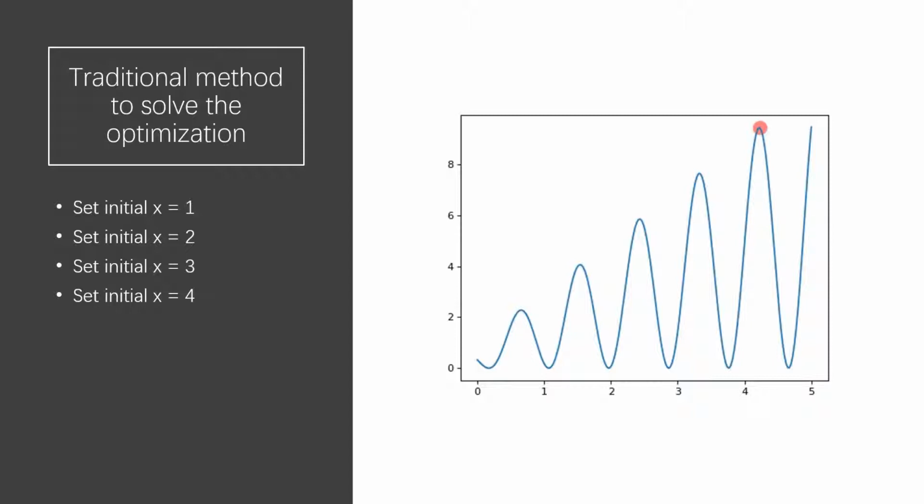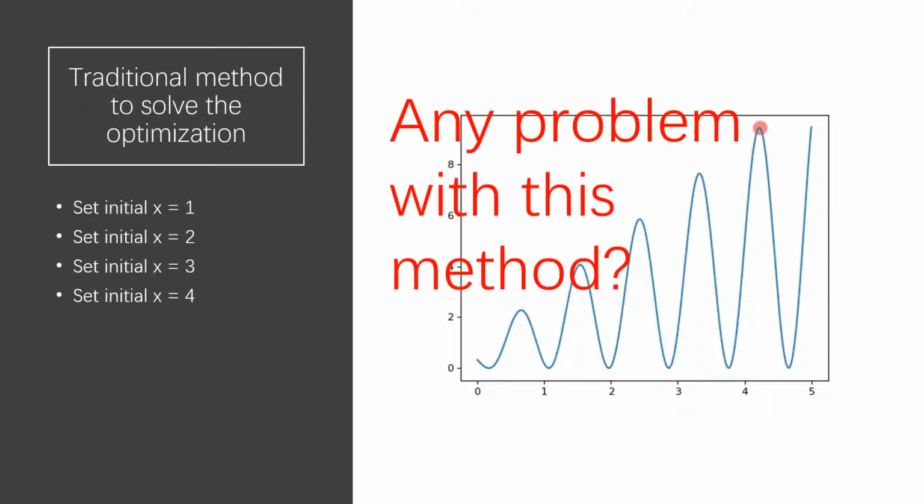But any problem with this method? Yes, we have tried 4 initial values, and this problem only has x between 0 and 5. What if x is between 0 and 1,000, or even negative 10,000 to positive 10,000? How many initial values do I have to try? Okay, now this is where the genetic algorithm comes in. It just doesn't require you to try initial values one by one.